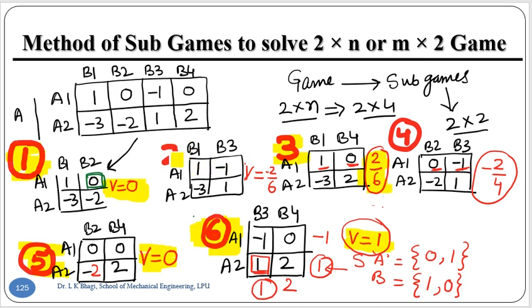Subgame 2 is there, and subgame 4 is there. Now we see out of these subgames 2 and 4, which is the minimum value, minus 2 by 6 or minus 2 by 4. So out of this, B is going to like subgame 4 the most, because subgame 4 has the minimum value there.